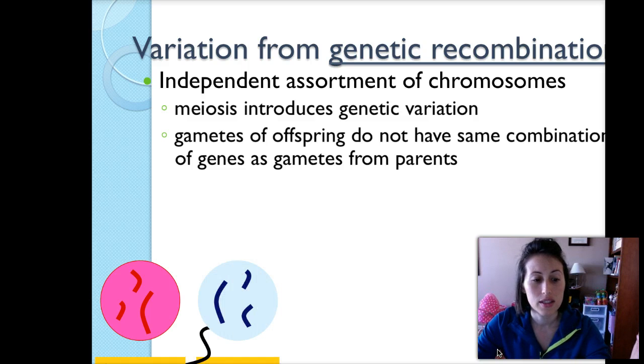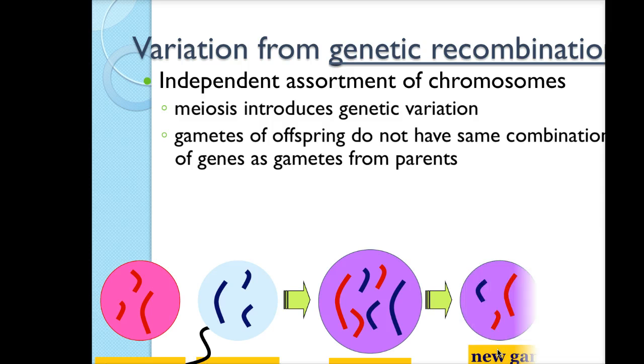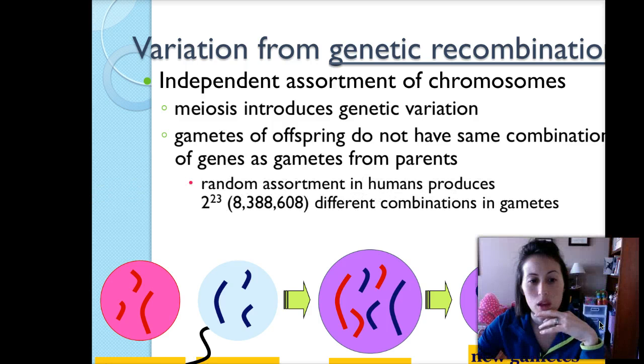So here is an egg from mom and a sperm cell from dad, and here's our fertilized egg cell, our offspring, that has a different combination. And then their gametes are going to also have different gene combinations. You can see here, this gamete cell has 1 blue chromosome and 2 red ones. This one has 2 blue chromosomes and 1 red one, just showing you variation.